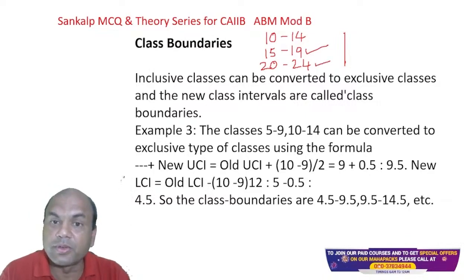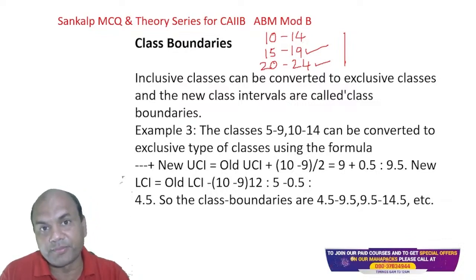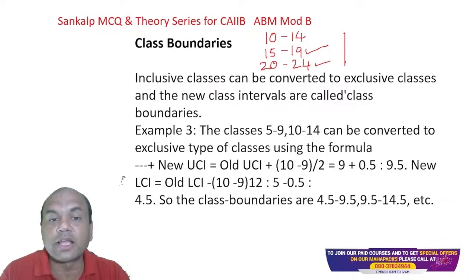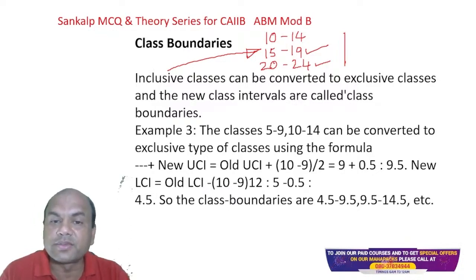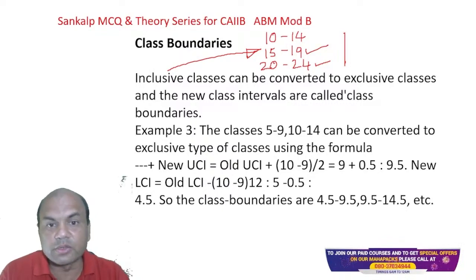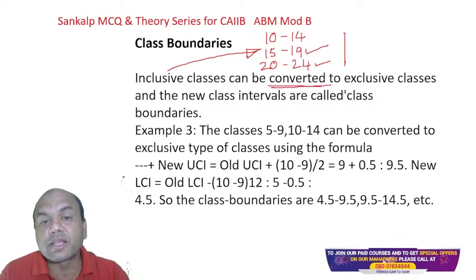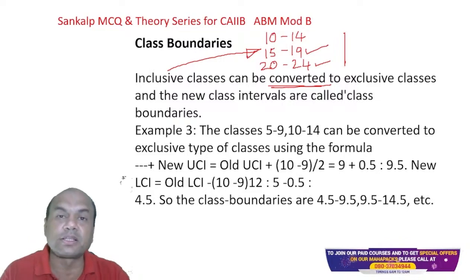This group, where the upper and the lower boundary are included, is known as an inclusive group. Inclusive means where the upper and the lower limit, you can call it maximum and minimum, are included. And what is exclusive then? Inclusive classes can be converted to exclusive classes. While solving any numerical, the inclusive class has to be converted to an exclusive class.